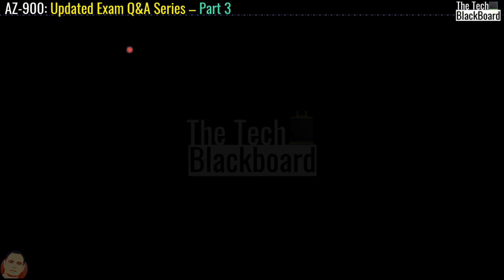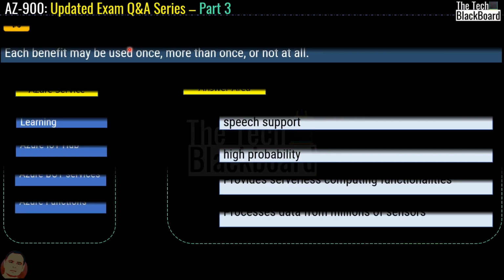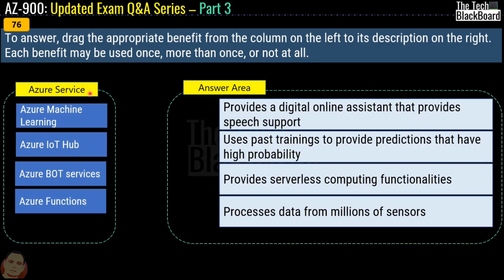Now let's do some dragging and dropping in question number 76. In this question, you are given some of the Azure services on the left-hand side. Then on the right-hand side, there is a statement or a definition given, which you have to match with the Azure services. So let's read the first statement. It says, provides a digital online assistant that provides speech support. The correct answer for this question is Azure Bot Service.